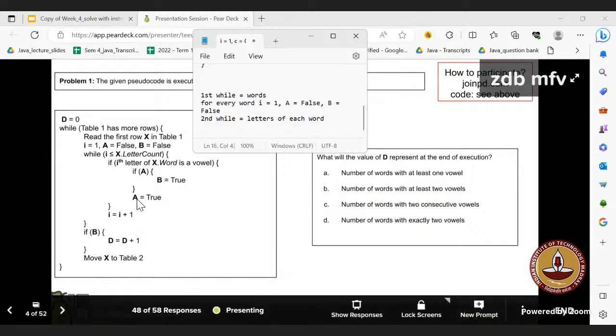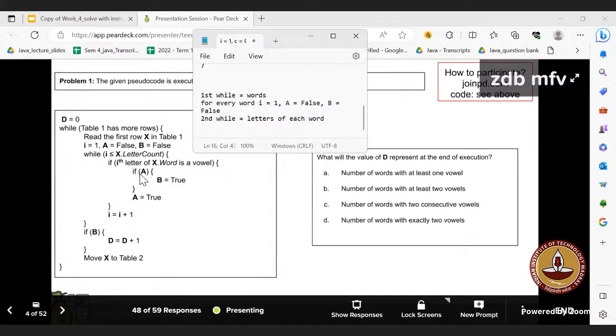Where is this I equal to I plus 1? It's outside the if but inside the while loop. So this will happen till the while loop ends, until the while loop condition fails. Okay, ma'am. If the ith letter of x dot word is a vowel, then only you will go and check if A. If your first letter is a vowel, the if A condition won't be satisfied because every word is starting with the value A equal to false.